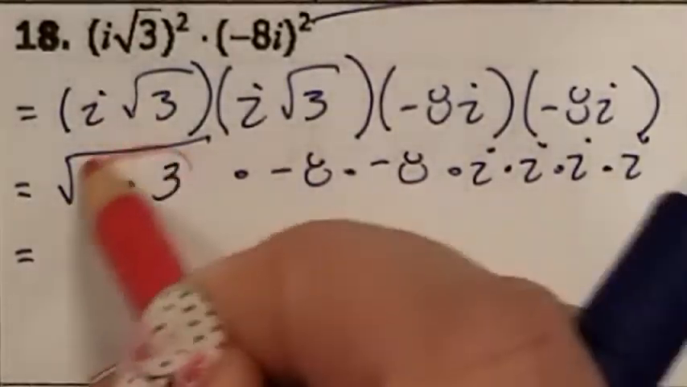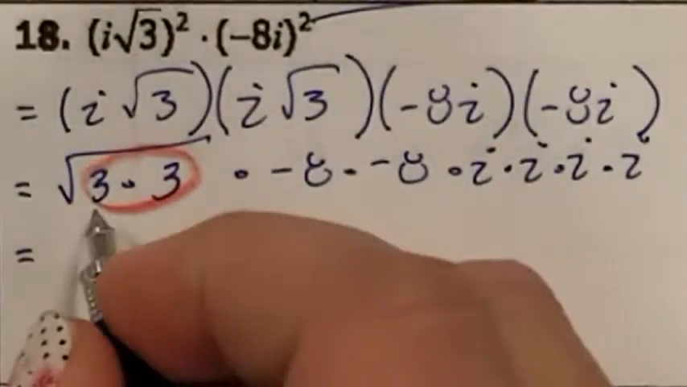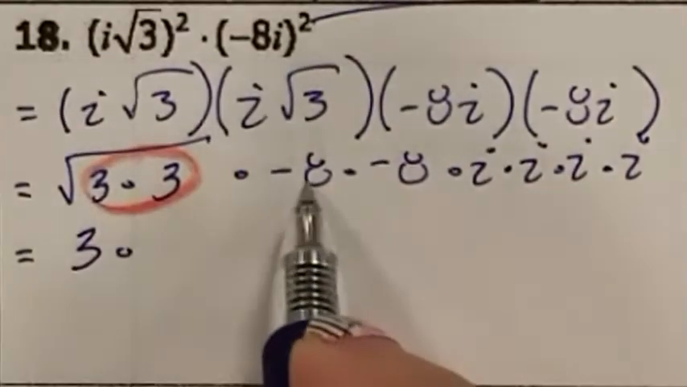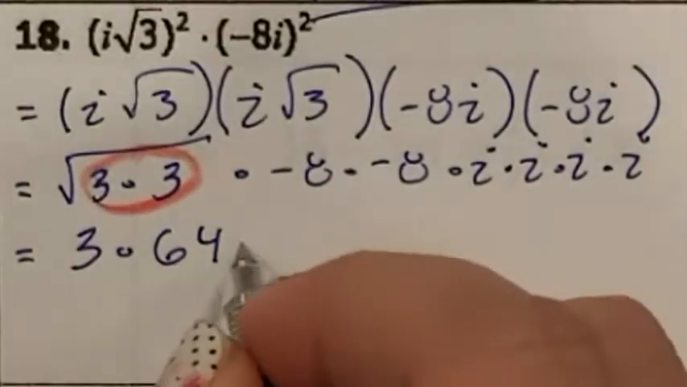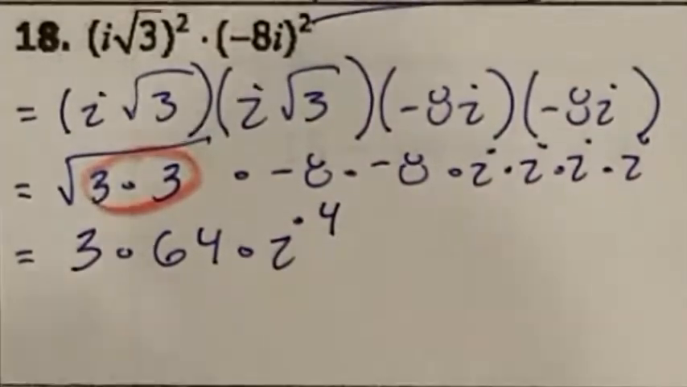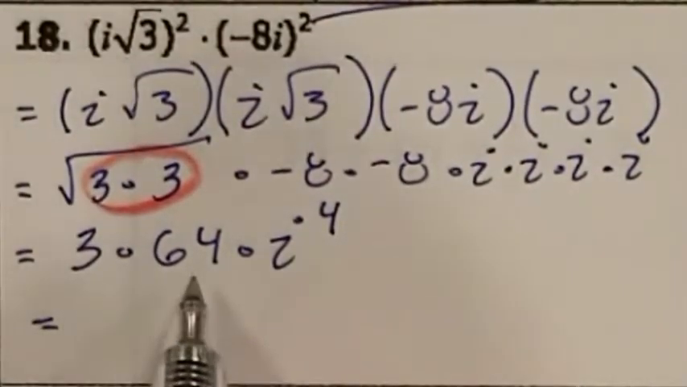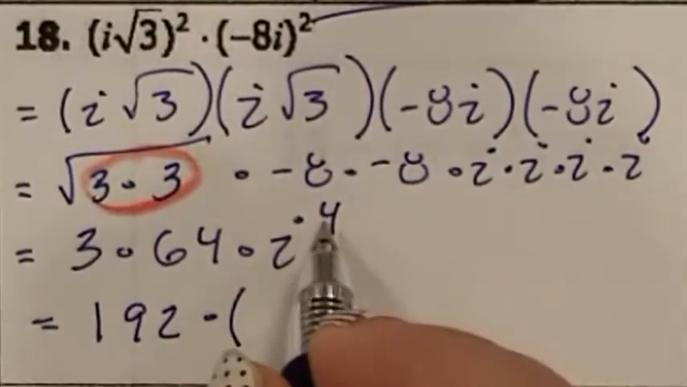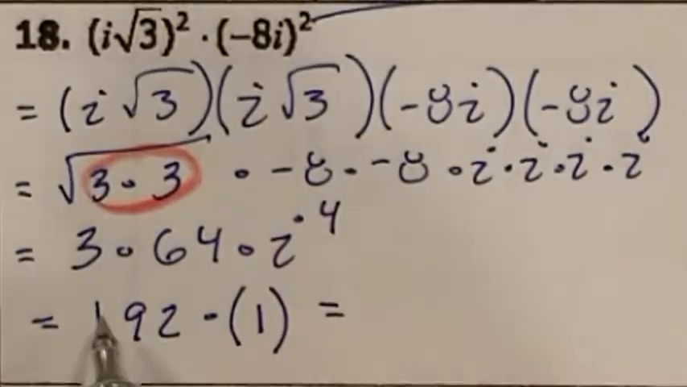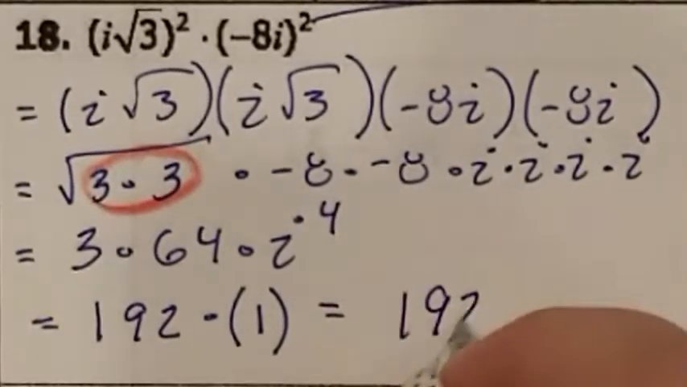The 3's paired and got to escape, so this is a 3. Negative 8 times a negative 8 is a positive 64. 4 of the i's together gives me i to the fourth. 3 times 64 is 192. i to the fourth we said was 1. 192 times 1 is 192.